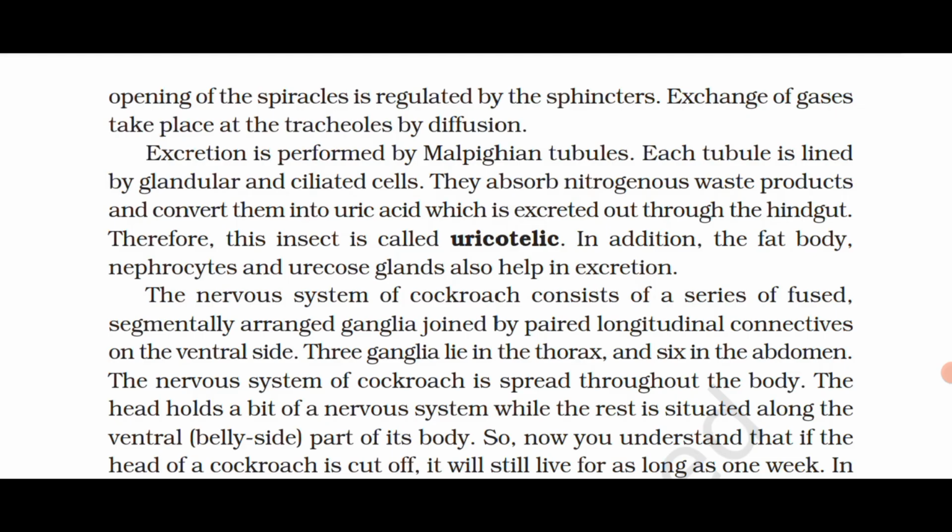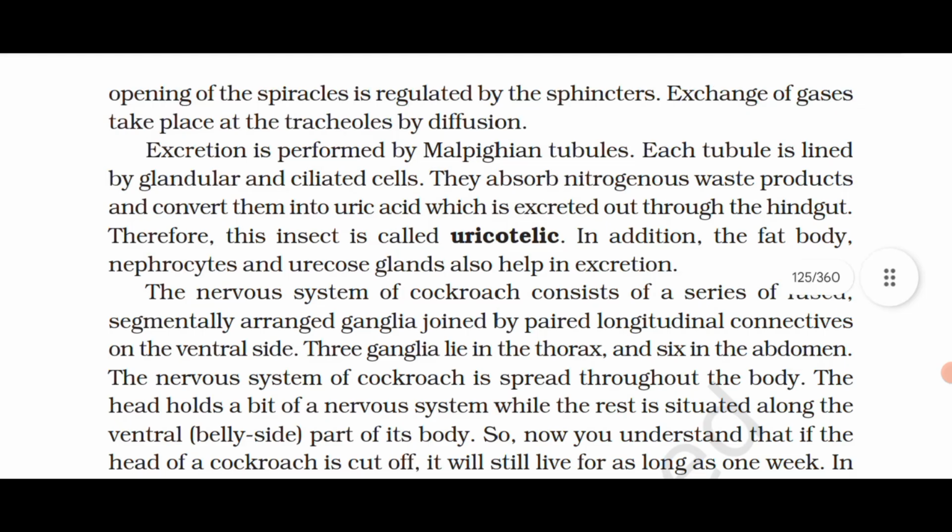They absorb nitrogenous waste products and convert them into uric acid, which is excreted out through the hindgut. Therefore, this insect is called uricotelic. In addition, the fat body, nephrocytes, and uricose glands also help in excretion.